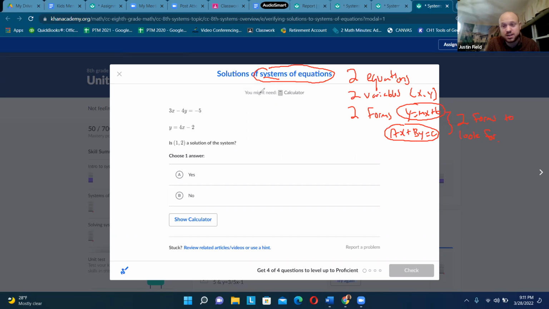So these two forms, knowing whether it's in slope-intercept form or standard form, will determine what you do to solve the system. But in this first assignment, they've already given us something they're asking us is the answer. So they gave us 1, 2. Now, if I just write that a little bigger, we know that 1 is an X value and 2 is a Y value. So what we're gonna do is substitute the X and the Y value into each equation separately, to see if we get a true solution.